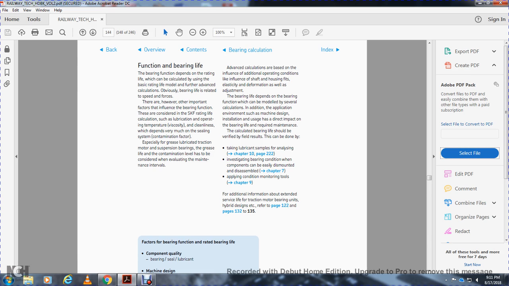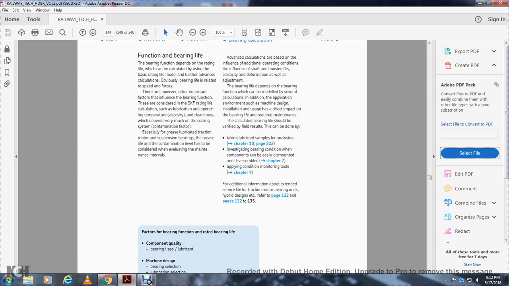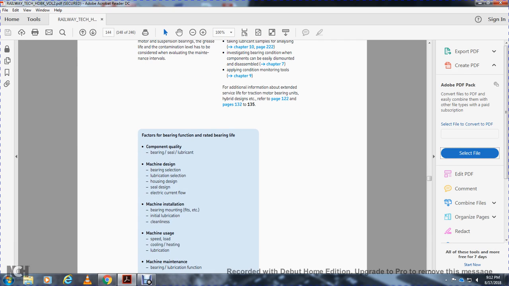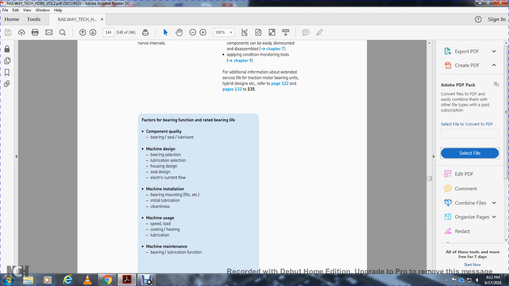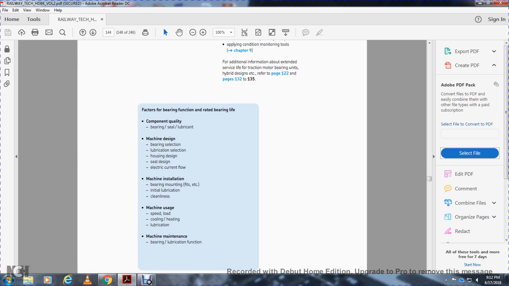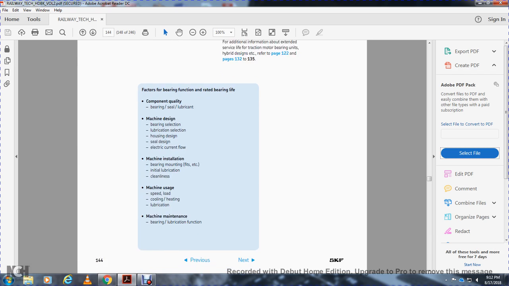investigating the bearing condition with components that can be easily dismounted, and applying condition monitoring tools for additional information on the extent of the surface life of the traction motor bearing, even the hybrid, referred to on pages 122, 132 and 135. Factors related to bearing function and bearing life: component bearing quality, bearing seal, lubrication; machine design, bearing selection, lubrication selection, housing design, seal design, electrical current flow; machine installation, bearing mountings, fittings, initial lubrication, cleanliness; machine use, speed, load, cooling, heating, and lubrication; machine maintenance, bearing, lubrication, and fitting.